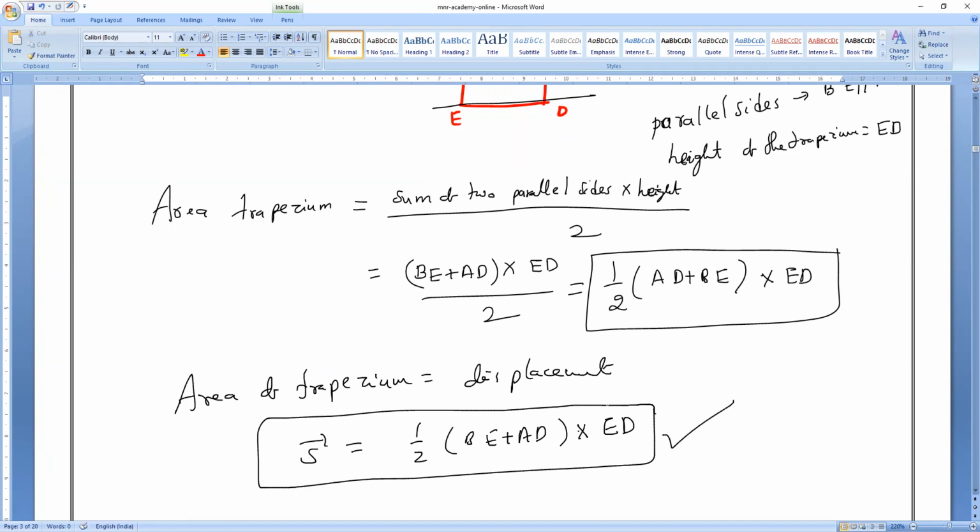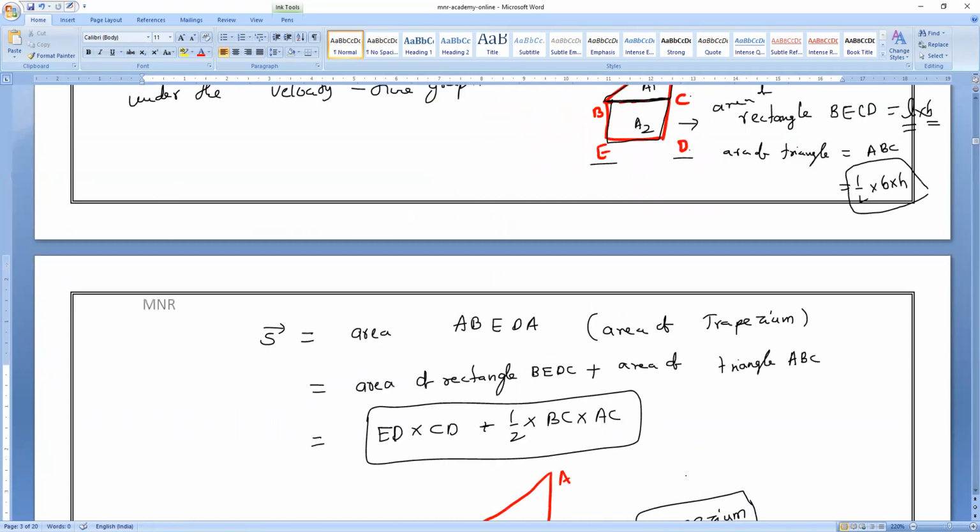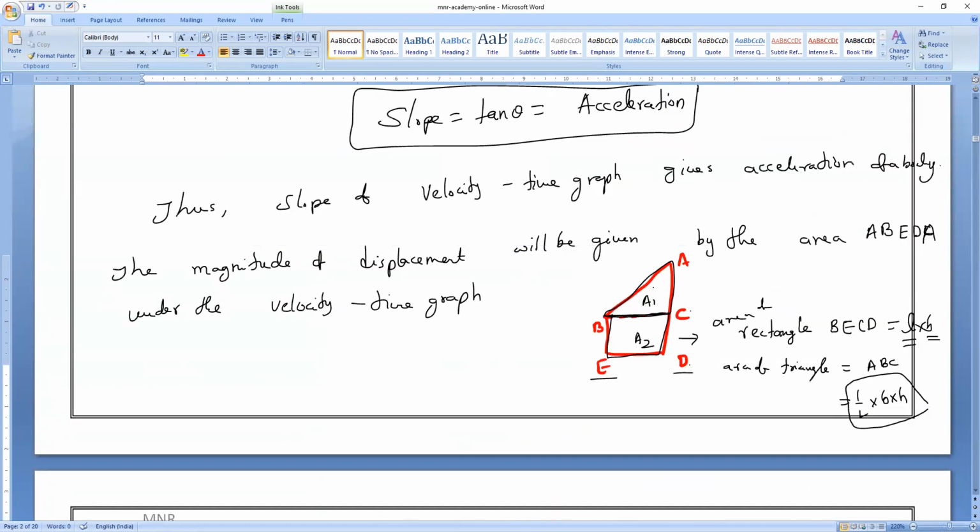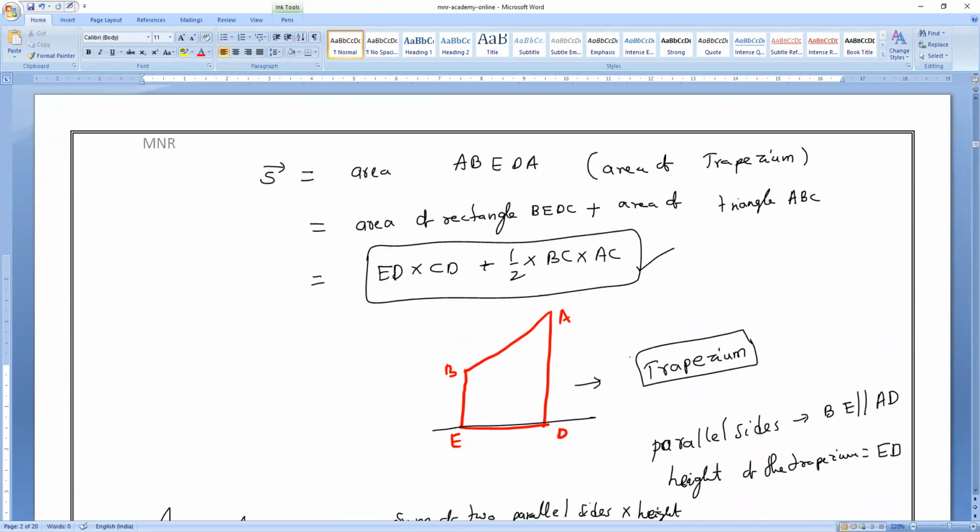Either I can write this formula or I can write this formula. Both are right. So here I am doing triangle plus rectangle separately. Here I am doing the entire trapezium at a time. So whatever is convenient for you, you can choose it. Nothing wrong in that. If anyone has any doubt in this, please kindly ask me. Kishore, Darshan, Sanjay, clear?